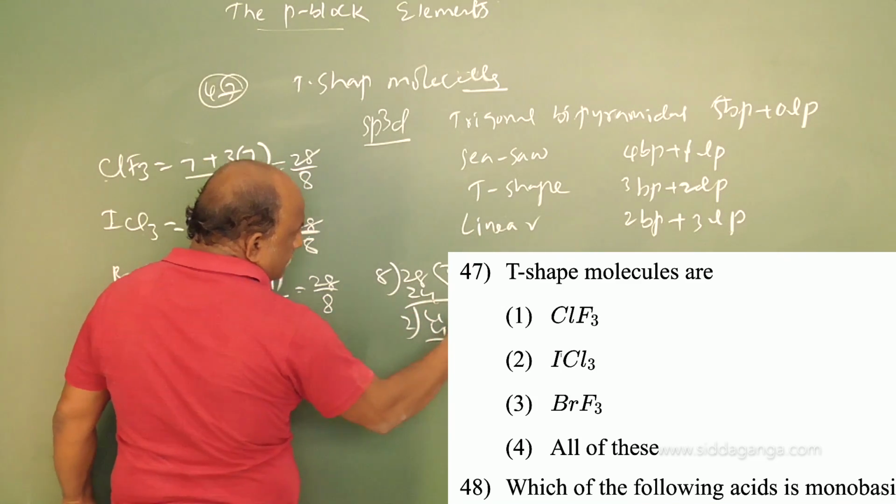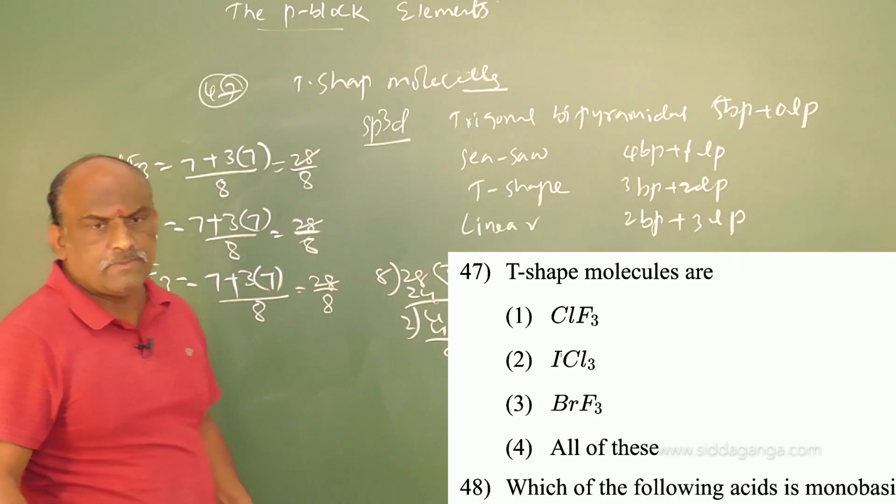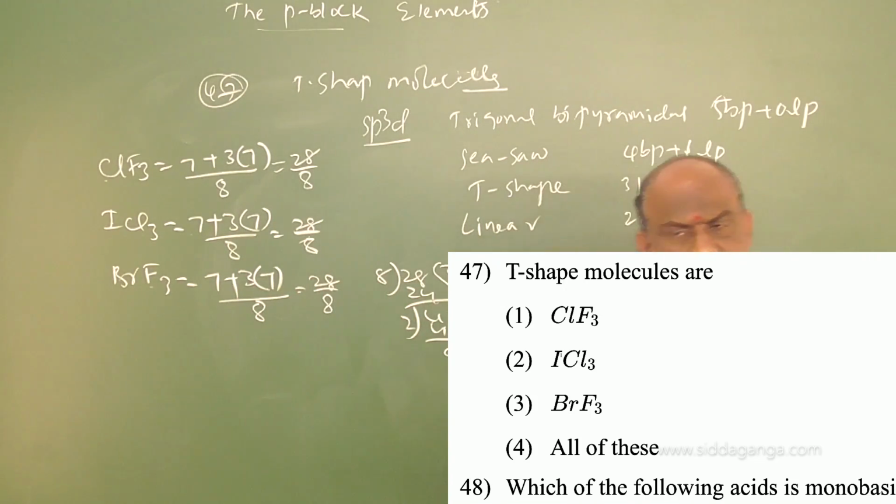Divide 28 by 8: 8 threes are 24 bond pairs, remaining 4 will be there, 2 twos, the 4 being lone pairs. How many lone pairs? 2 lone pairs. Number of bond pairs? 3 bond pairs. 3 bond pairs, 2 lone pairs, total 5. The shape of the molecule is T shape.